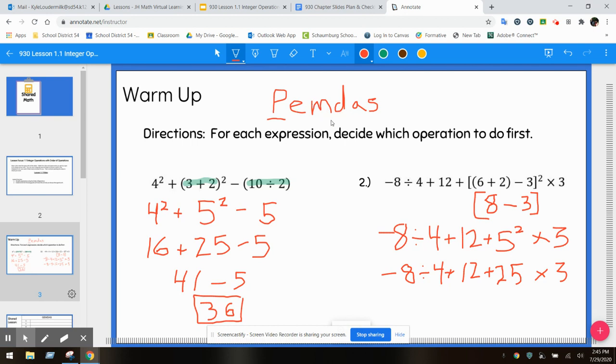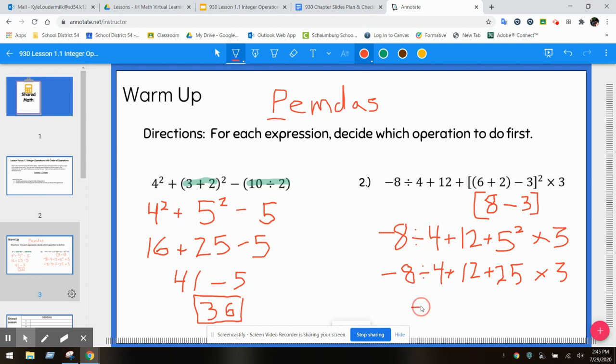M and D. Now, the main issue I see with M and D is that students think that because M is first, it has to be done first. That is not the case. Multiplication or division, whatever comes first from left to right. So I actually have to divide here first. It doesn't actually matter in this problem, but I'm going to divide first.